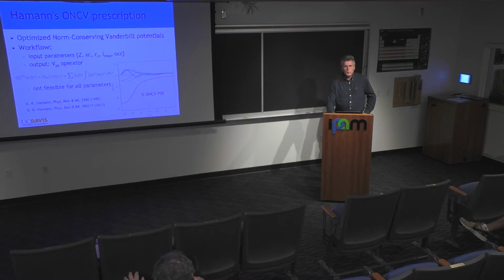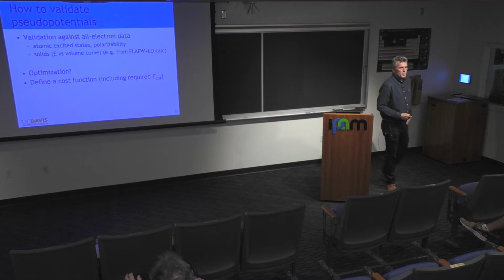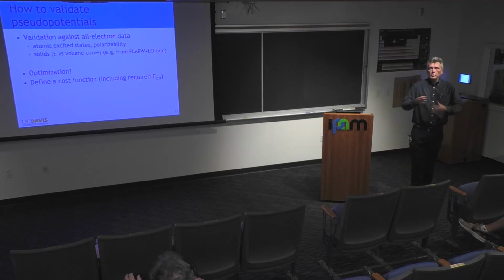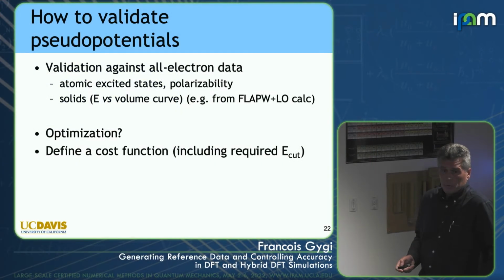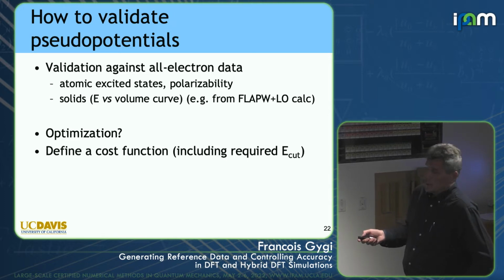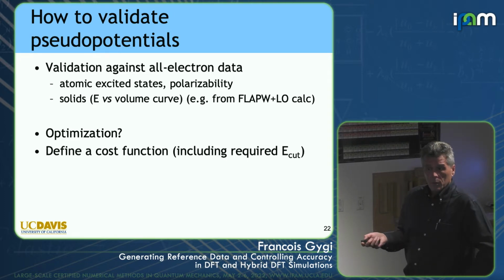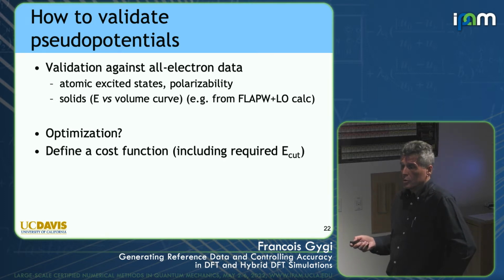All right, so suppose that we generate a potential by choosing these parameters and making a pseudopotential. How do we validate it? The normal procedure would be to make a pseudopotential and then go and compare your results in another setting, like a solid or a molecule, to all-electron data. So you could do that on an atom for excited states, because those are not something you used in the derivation of your potential. You could compute polarizability, for instance, and see if it works well.